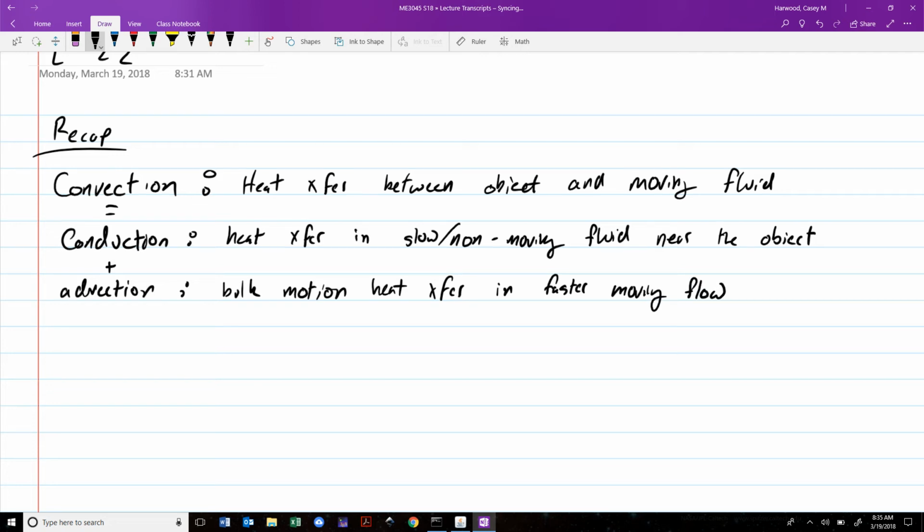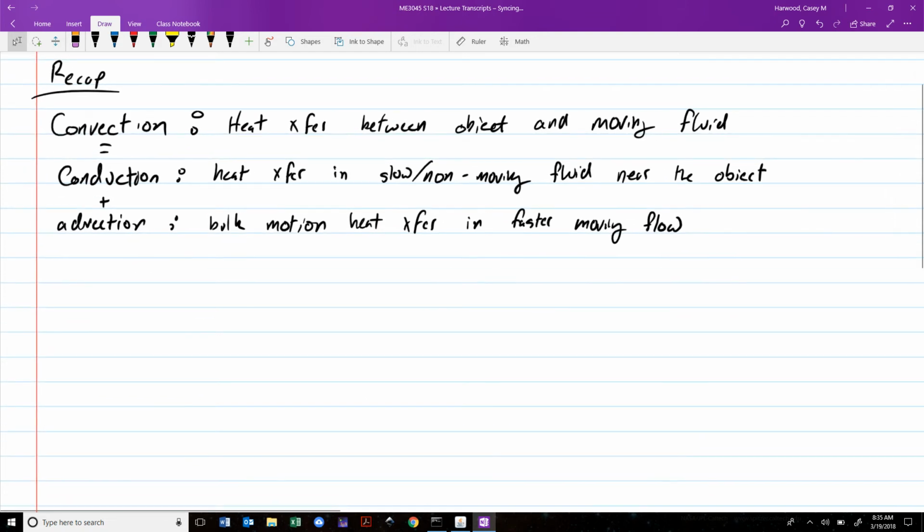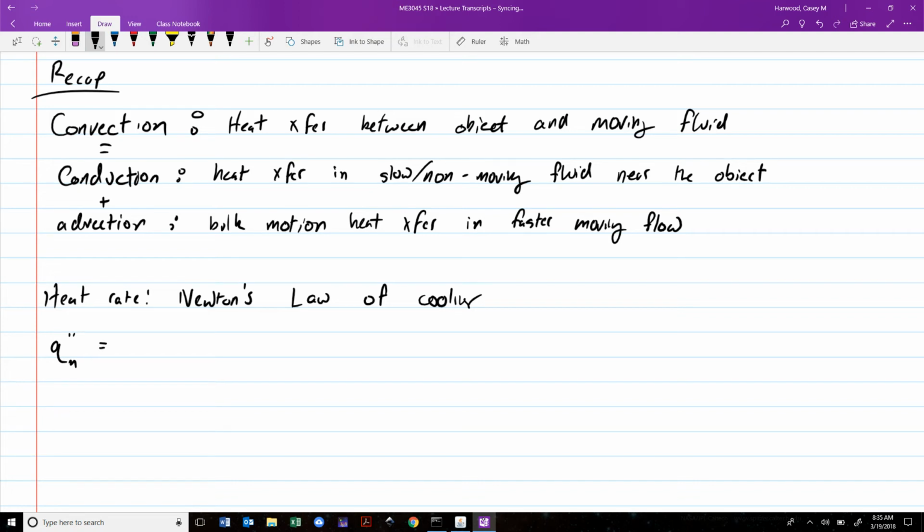Right. So the way we describe convection, our heat rate comes from which of our three heat rate equations? We've got Fourier, we've got Newton, and we have Stefan-Boltzmann. So remember Newton, Newton's law of cooling. So the heat rate comes from Newton's law of cooling, where we say that q double prime, normal to a surface, is equal to h times the temperature difference between that surface and the surrounding fluid.